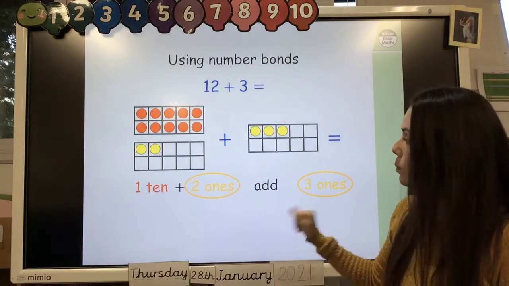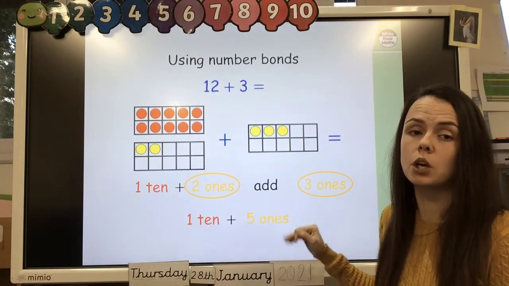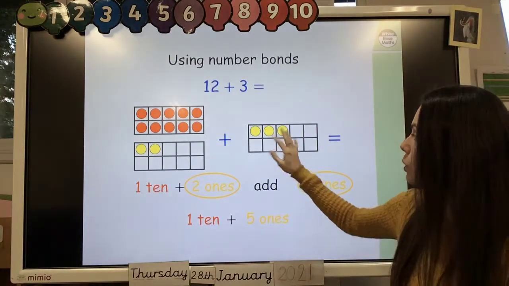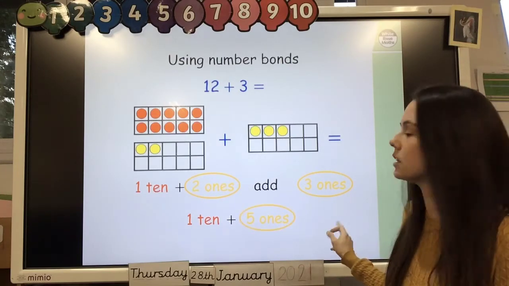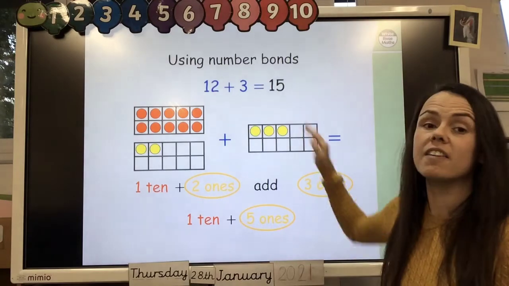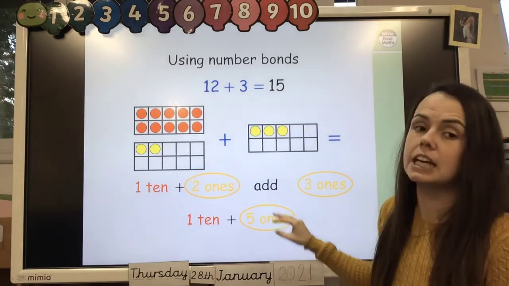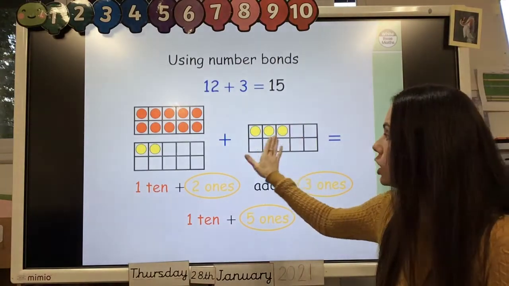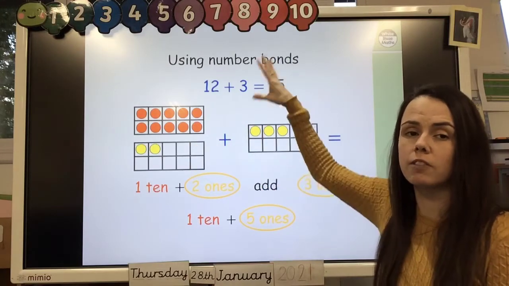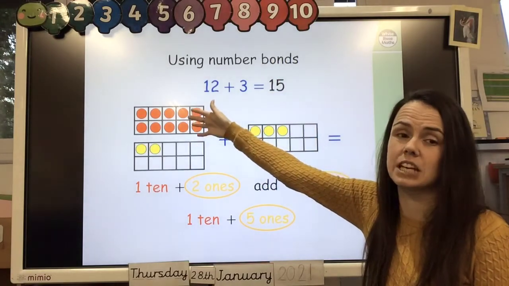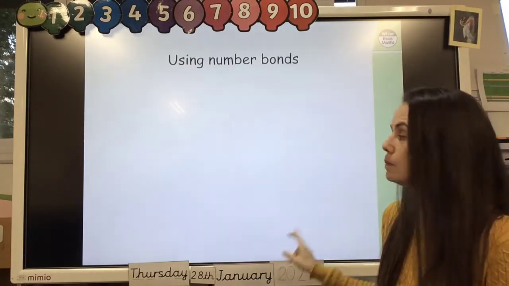So what makes us have 1 ten and 5 ones? 1 ten and 5 ones, because we've just added the ones together. What does 1 ten and 5 ones make? 15. Fantastic. We have used our knowledge of adding number bonds together, so adding 2 and 3 together to make our final number. We didn't need to worry about this 10 over here, we just had to remember to add it back in at the end. Let's try another one.